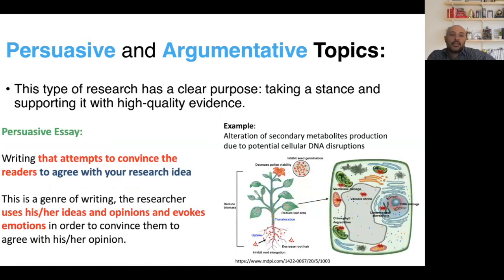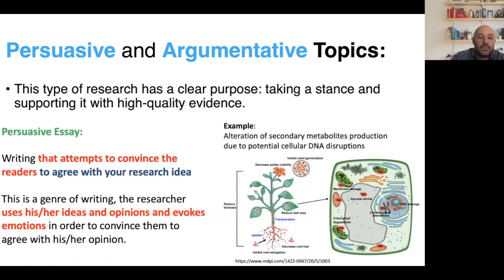In this type of writing, the persuasive essay, the author's attempt is to convince the reader to agree with their research idea. Sometimes people have conflicting ideas, or many people have different backgrounds, so they find it hard to accept the other idea. So you want to make them agree with your research idea, related to what has been done in the past.